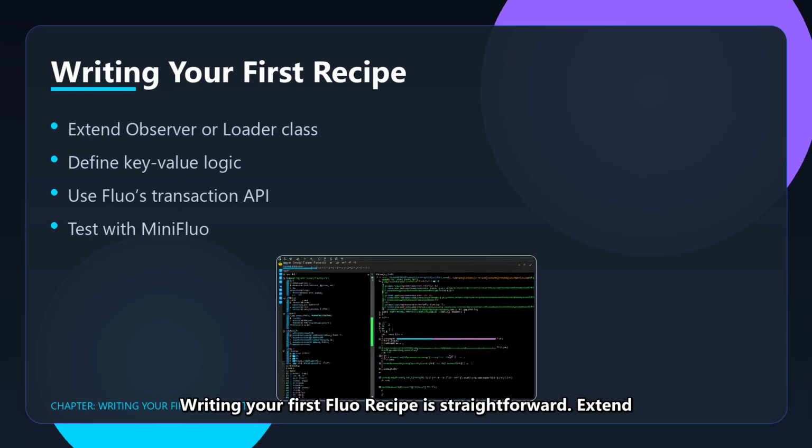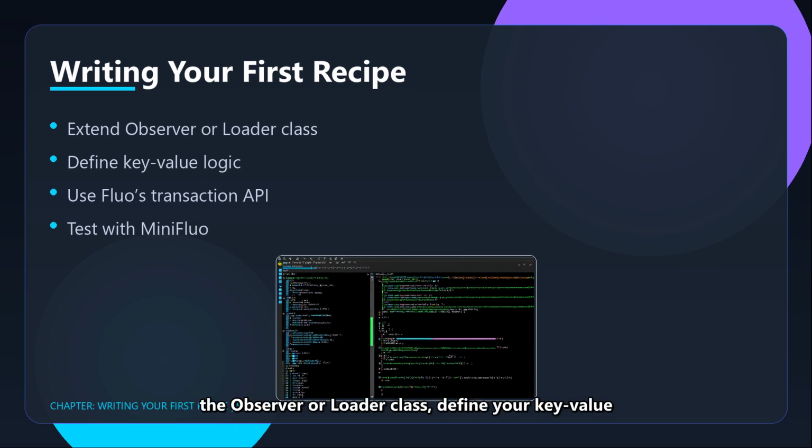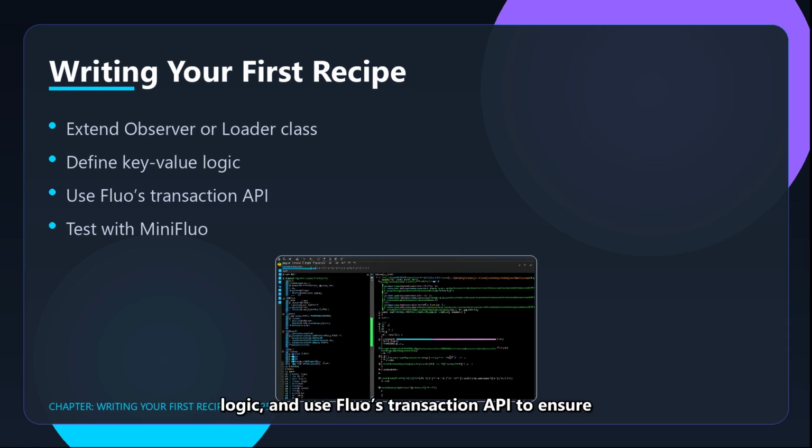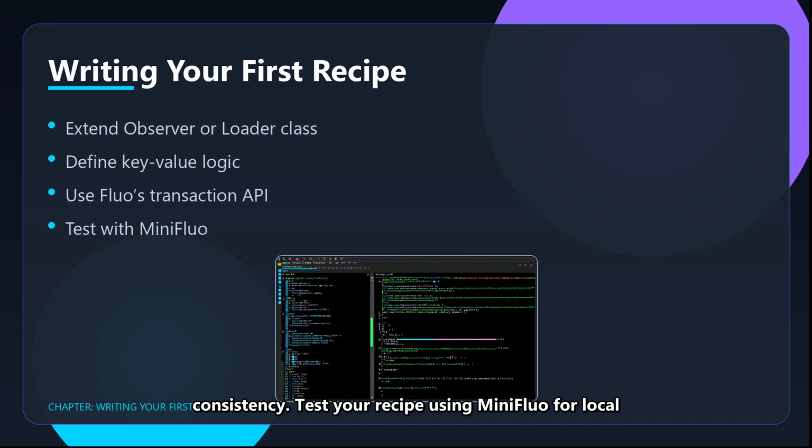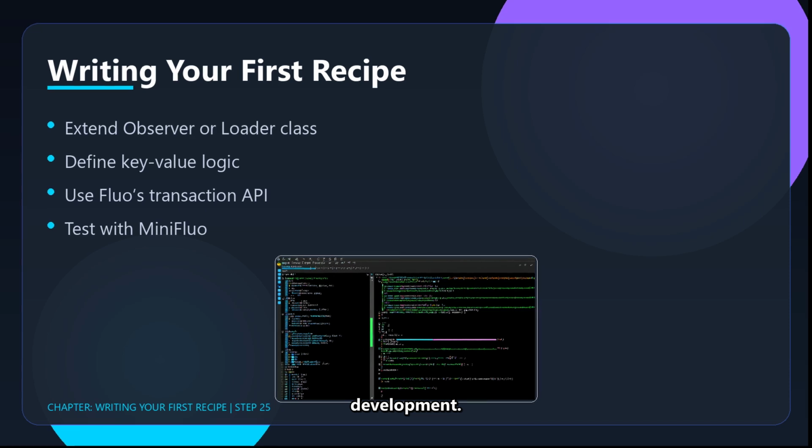Writing your first Fluo recipe is straightforward. Extend the observer or loader class, define your key-value logic, and use Fluo's transaction API to ensure consistency. Test your recipe using Mini-Fluo for local development.